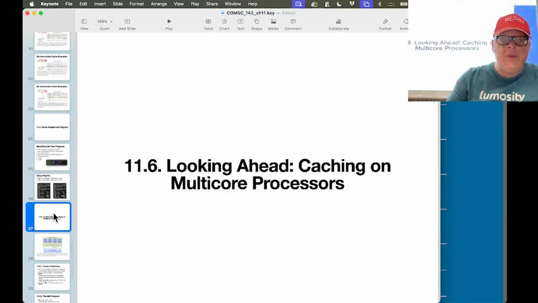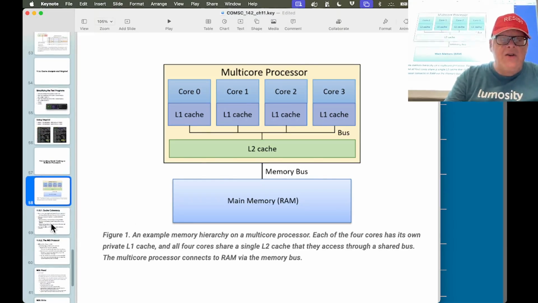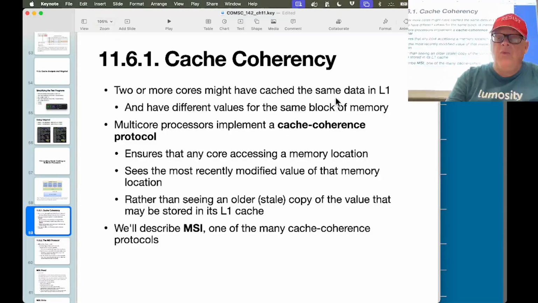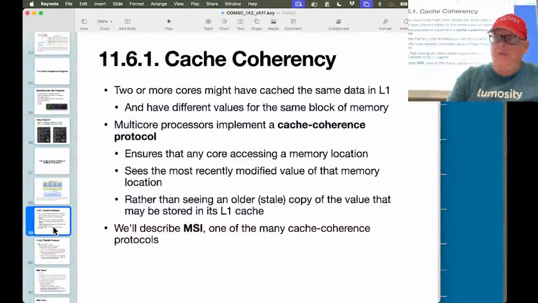All right, and on multi-core processors, if you have 4 processors, each with their own cache, and then shared cache at level 2, and main memory up here, then you've got a somewhat more complicated situation. So 2 or more cores might have cached the same data in L1 and might have different values for the same block of memory. So you've got a possible conflict here. And they call this the issue of cache coherency. How do you deal with it if 2 of these cores are trying to change the same memory at the same time? And this applies to a lot of systems.